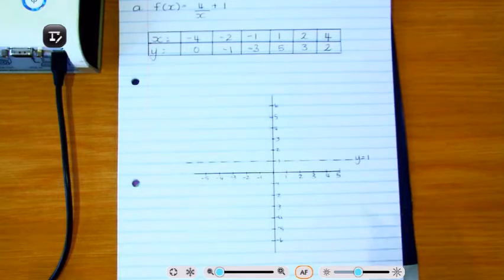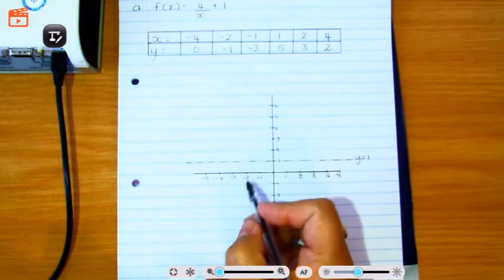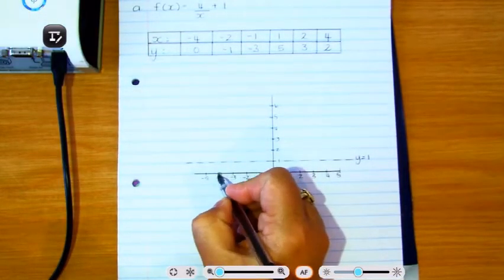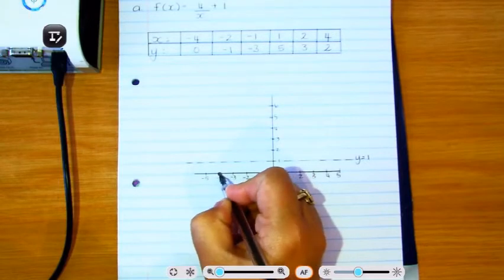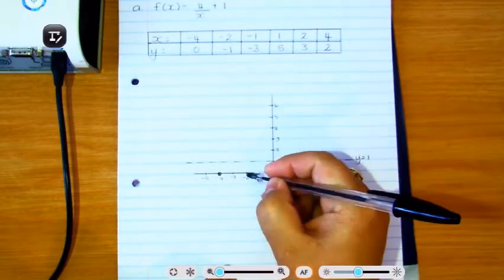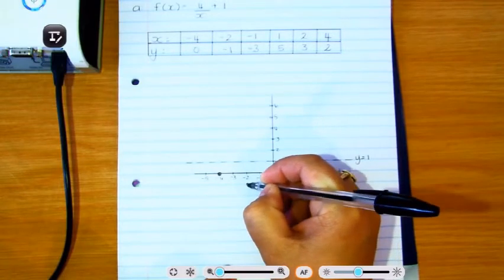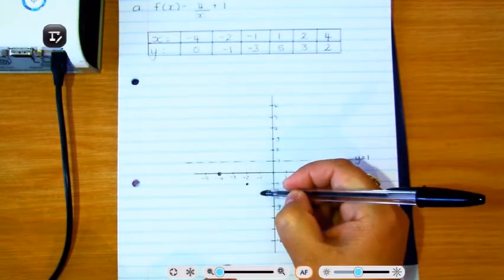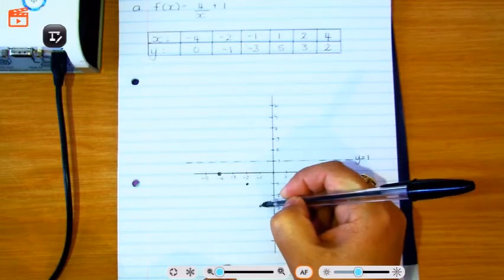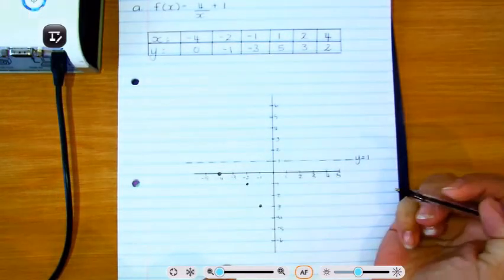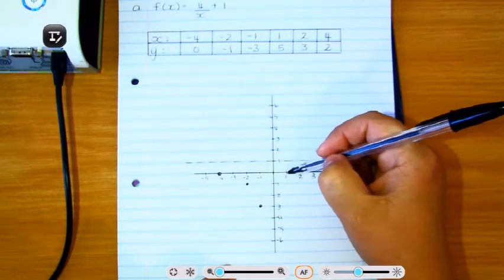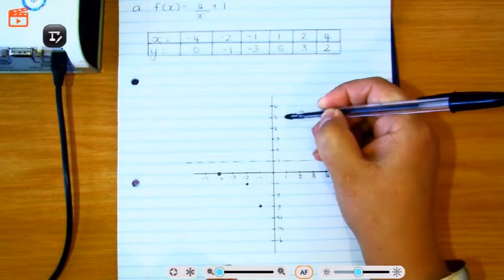I'm then going to plot my points. So I've got -4 and 0, which is here. I've got -2 and -1, which is there. I've got -1 and -3, which is there. Then I'm going to go +1 and 5, which is there.